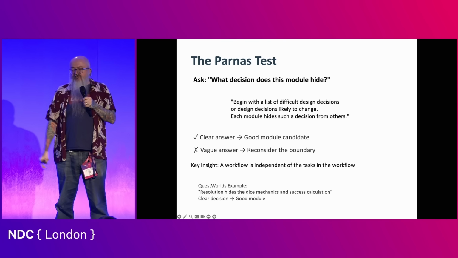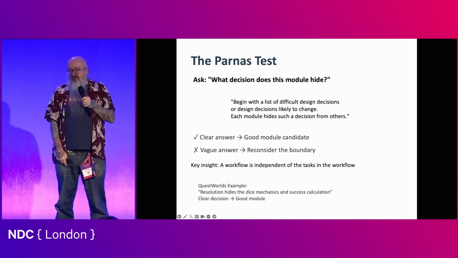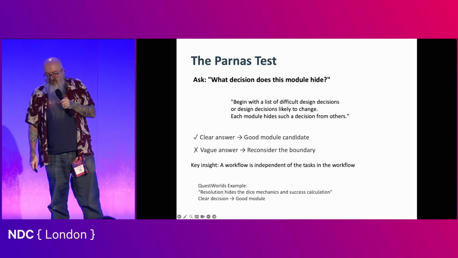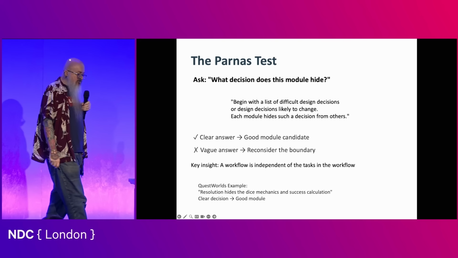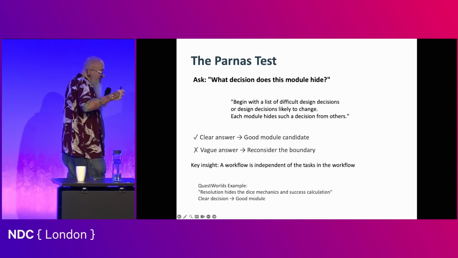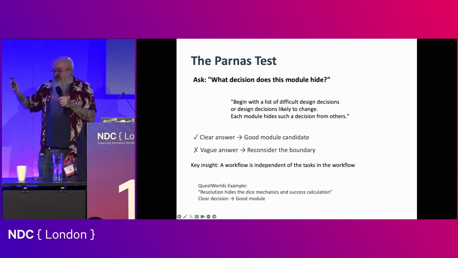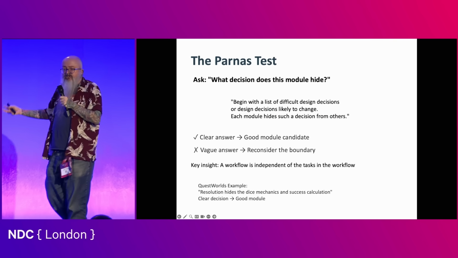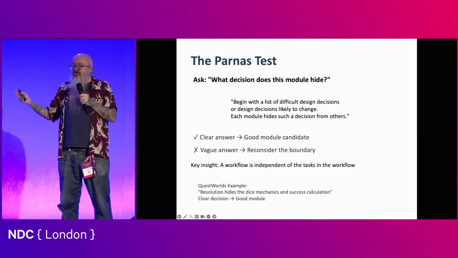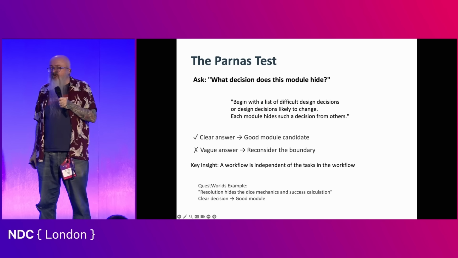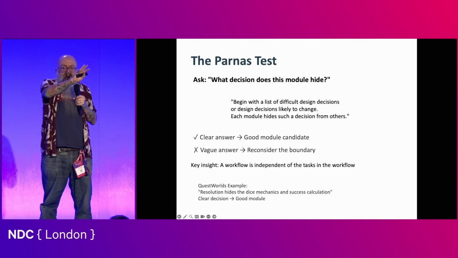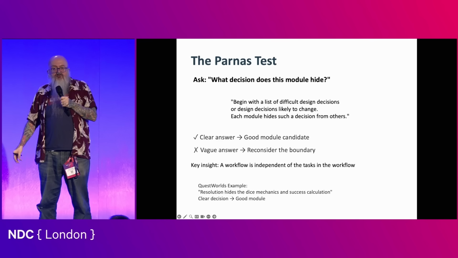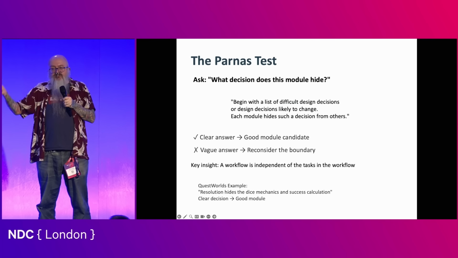The Parnas test is, what decision does this module hide? That's a quote from Parnas. Begin with a list of difficult design decisions or design decisions likely to change. Each module hides a decision from each other. So when I think about quest worlds, right, there are design decisions around how we do contest resolution. That's a key algorithm. It should be hidden from something that wants to basically just create a session for us, right? The thing that creates a session doesn't need to know how we resolve a contest. That is an implementation detail.